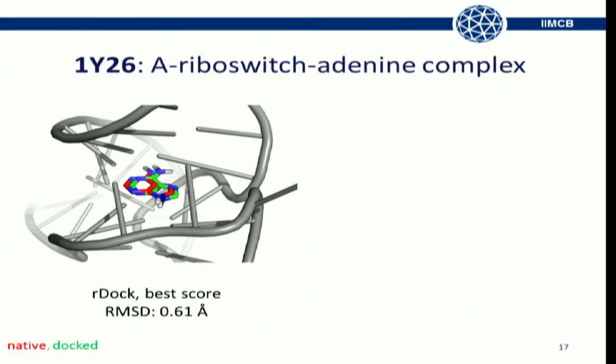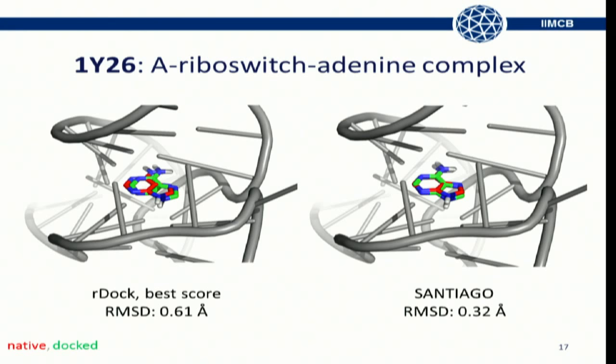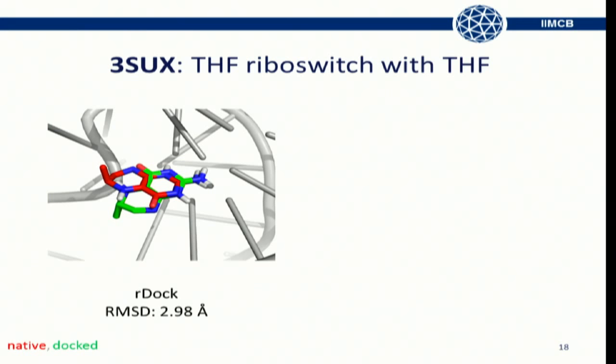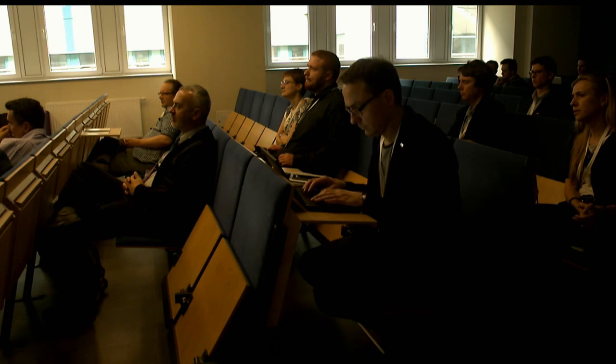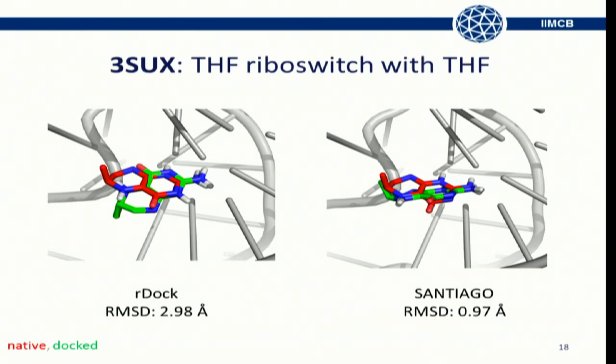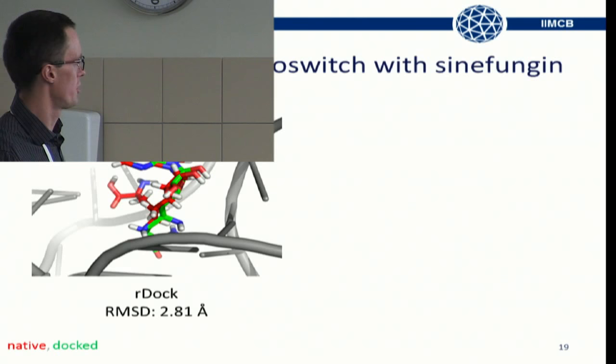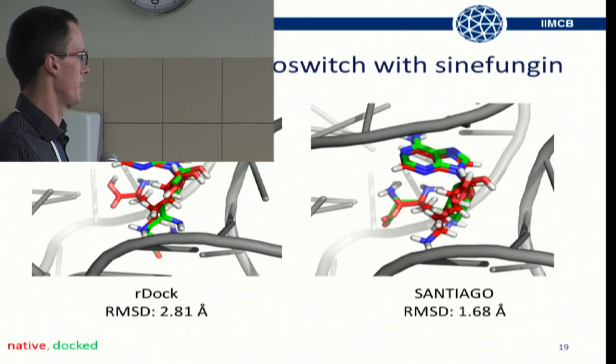So the first example is a relatively easy one. We have a rigid ligand. Here the red one is the native one, the reference structure of the ligand, and the green one is the pose chosen by the scoring function as the best solution. RMSD is a distance between two structures, the lower the better. In the case of rDock, we can see that the RMSD is quite good, 0.6, but our approach is slightly better, 0.32 angstroms. A slightly more complicated example, a more flexible molecule: rDock found a solution around 3 angstroms, and our program found a better solution below 1 angstrom. Another, more challenging example, we have a very flexible tail in this molecule: rDock 2.8, our program slightly better, 1.6.